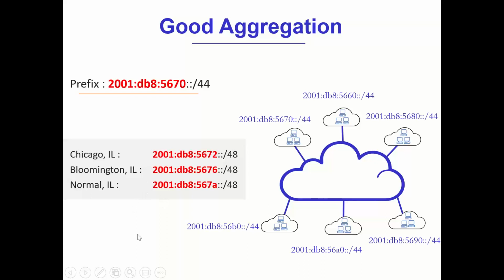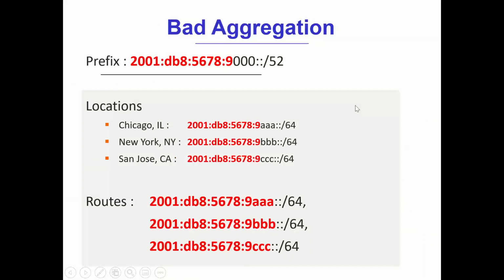So what do I mean by that? Let's say that you have a network here, and I've given this prefix, and these are 3 locations which are in close proximity to each other. I have 2001:DB8:5670, and I've given Chicago 72, Bloomington 76, and Normal 7A. I've given those 3 prefixes to those. So let's see what happens.